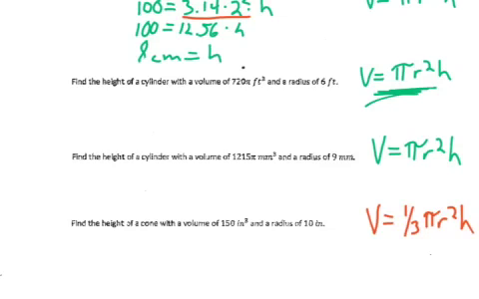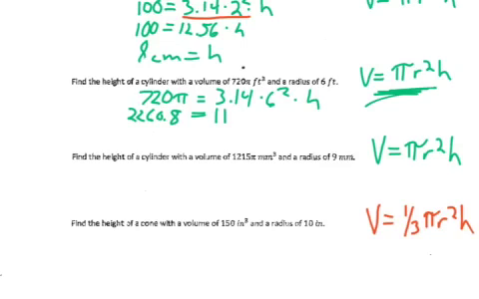So again, my volume is going to be 720 pi equals pi r squared, so 3.14 times my radius, which is 6 squared, times my height. Now the only new thing here is I have to do 720 times pi, and when you do 720 times pi, you get 2260.8. So again, I'm just simplifying the left side of the equation. The right side of the equation, go ahead and multiply with your calculator, and you get 113.04 times my height. Height's still out there. We still need to figure that out.